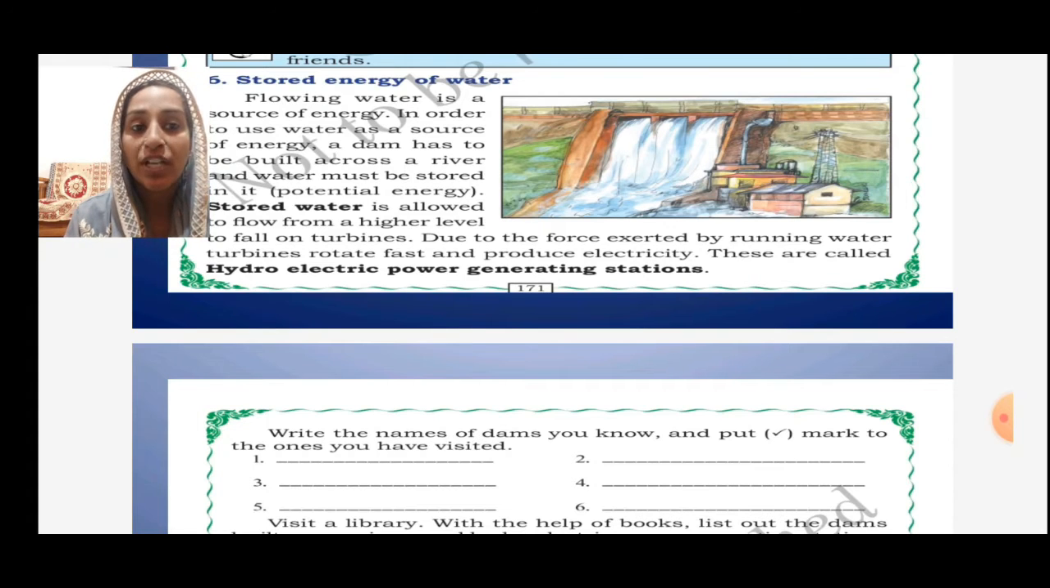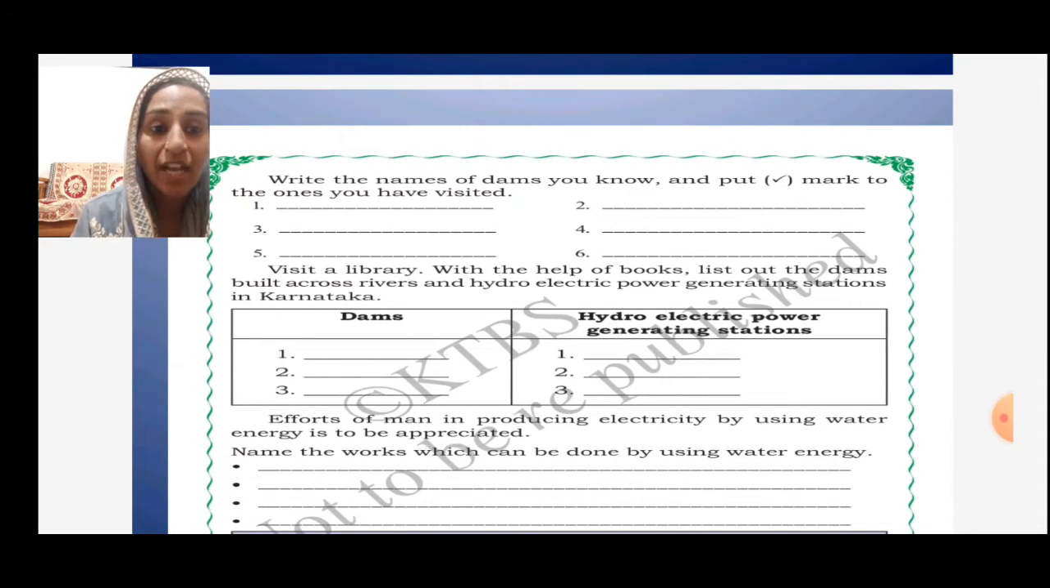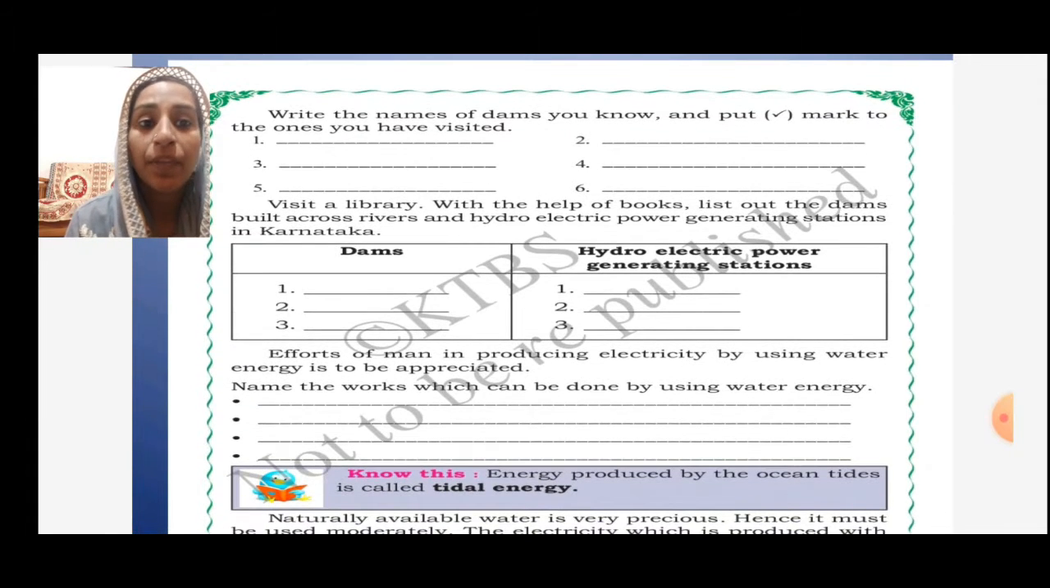Due to the rotation of this, what happens? It produces electricity. This is called what? A hydroelectric power generating station. So you have to write some names of dams that you have visited. Visit the library, and with the help of books, list out the dams built across the rivers and hydroelectric power generating stations in Karnataka.